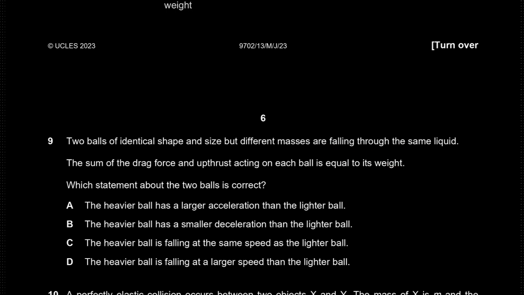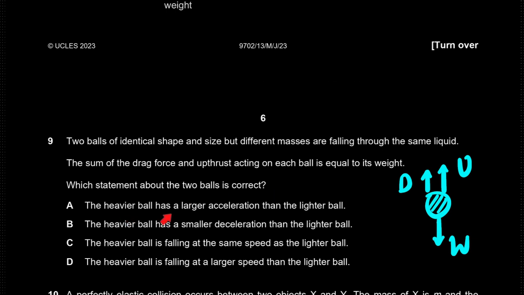So if they're falling, let's label these forces here. Upthrust is naturally upwards, weight is downwards, and because this is moving down, the drag is going to be upwards. So what this statement says is that the drag and the upthrust is equal to the weight, right? So it's balanced. So forces are balanced, acceleration is 0, it's moving at terminal velocity. Which statement about the two balls is correct?